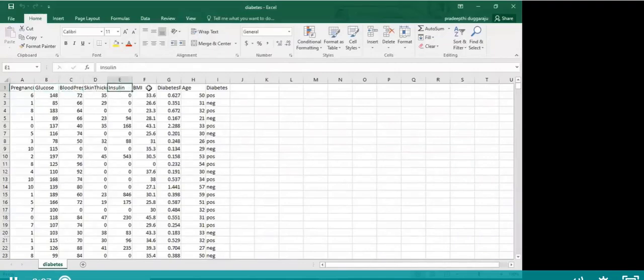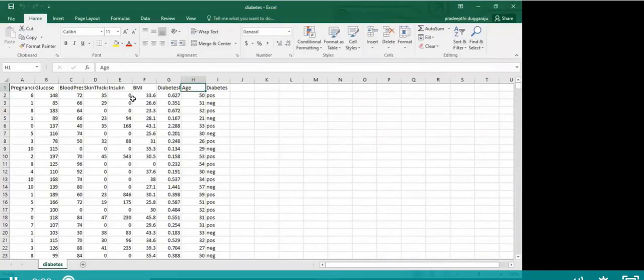Please tell me, what is this data set about? Today we will be implementing logistic regression, random forest classification, and decision tree classification on the same data set. All right?